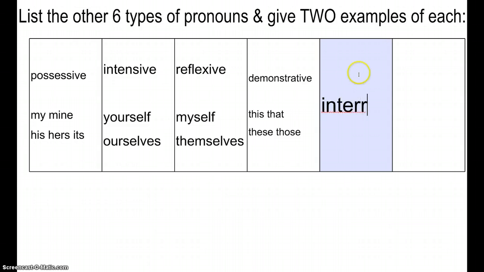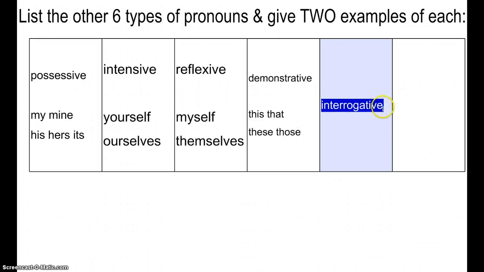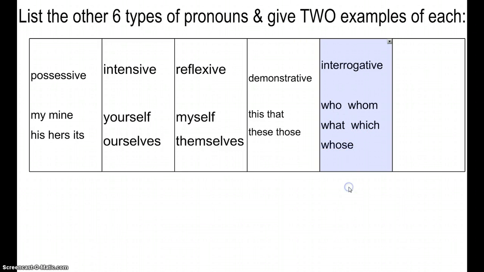Another kind is interrogative, and our memory trick for this one is to think of interrogate. To interrogate means to ask a bunch of questions. So we're looking for question words that can be answered with people or things. So who, whom, what, which one, and whose are interrogatives. And again, for the test, you do not need to know all 5. You need to be able to list at least 2.